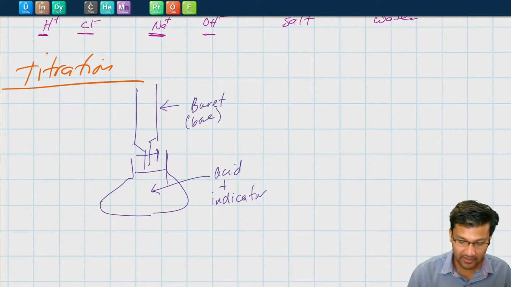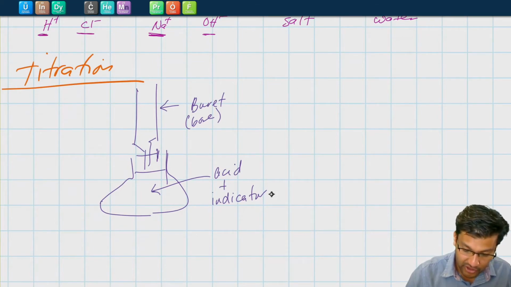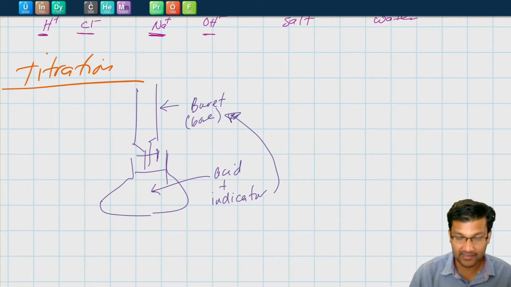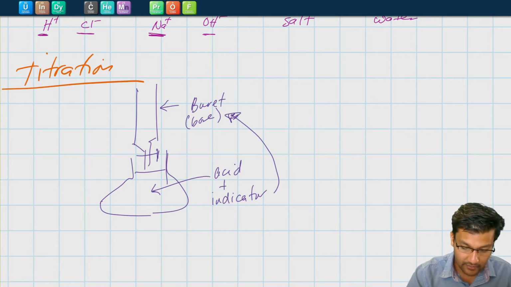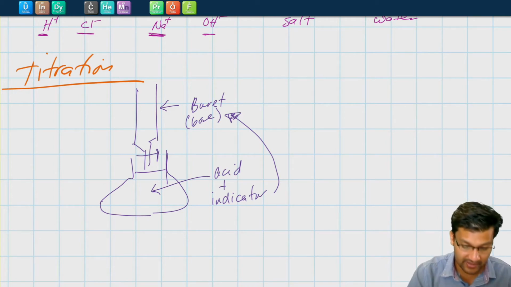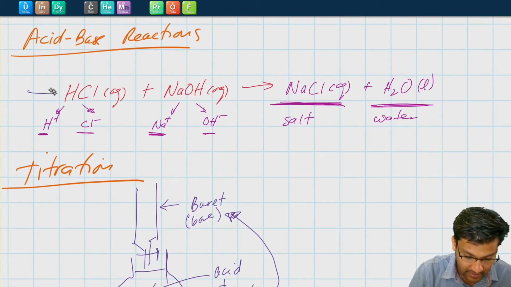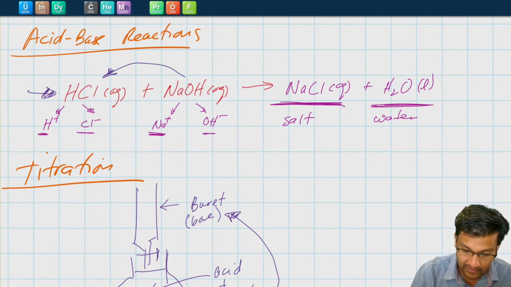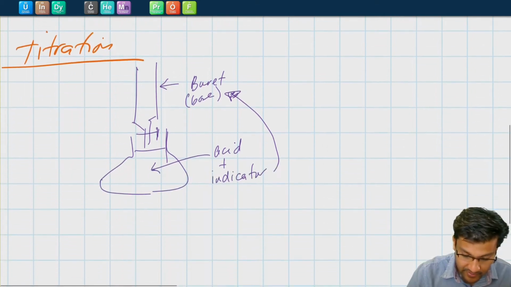compared to a base, such that when the indicator changes color, we know we're exactly trying to switch over from being an acidic solution to being a basic solution, and so we know that the acid is completely being neutralized by the base, and so we know when to stop the reaction. It means we've added enough sodium hydroxide to exactly equalize the hydrochloric acid in this example. So that's the basis of a titration.